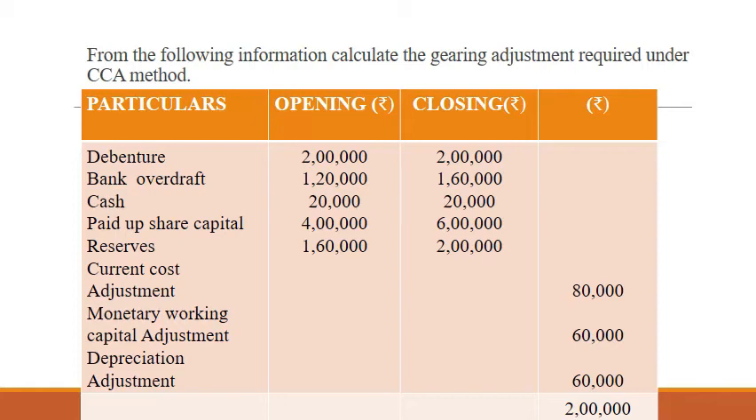So the total shareholders' fund at opening is obtained by adding paid up share capital and reserves. Therefore, it amounts to 5,60,000 at opening, adding 4 lakh plus 1,60,000. Likewise, at closing it gives 8 lakh. Now the current cost adjustments are given: COSA 80,000, monetary working capital adjustment 60,000 and depreciation adjustment 60,000. The total of these adjustments is 2 lakh. That is the A from the previous formula.